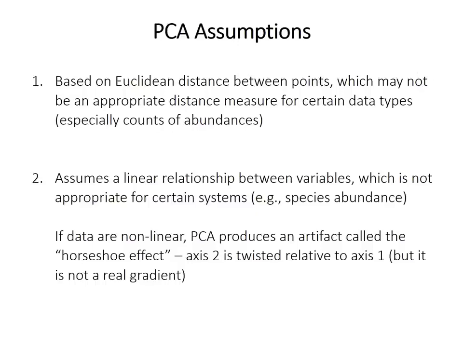So PCA has a couple really important assumptions. First, because it uses covariance or parametric correlation, Pearson's correlation, depending on the association matrix you use, it's based on the Euclidean distance between points. So in many cases, that's okay, but it might not be appropriate distance measure for certain types of data. And in particular, PCA is not a good method to use for count data.